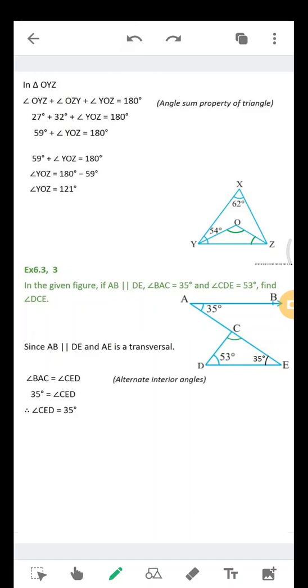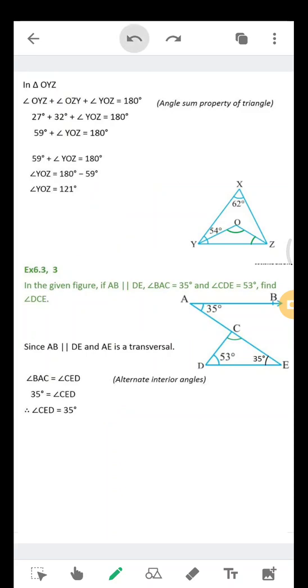So we found this angle by the alternate angles property, which we cannot write directly, we'll write it step by step. So BAC is equal to CED. I can say angle BAC is equal to CED because alternate angles are equal whenever two lines are parallel, and these two angles will be equal. Okay, we discussed this in the introduction part. So CED will also be equal to 35.